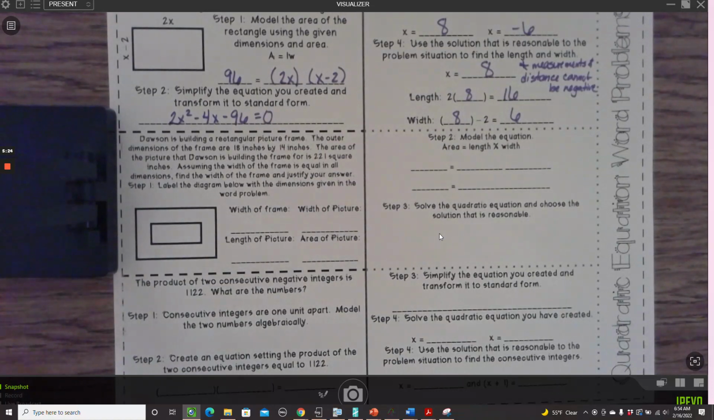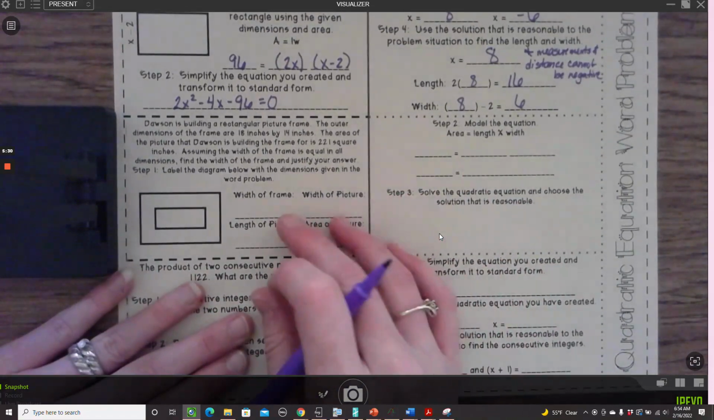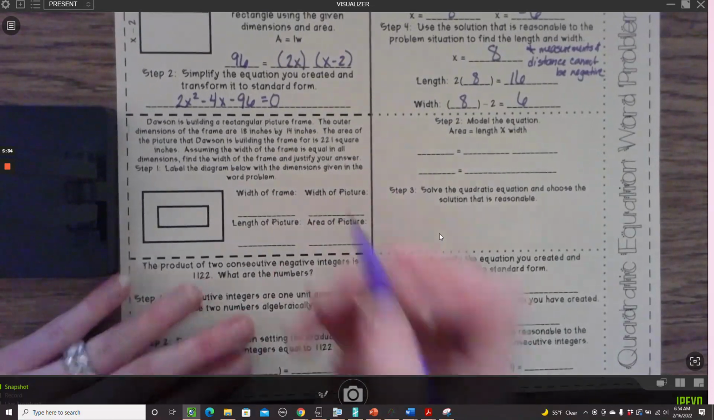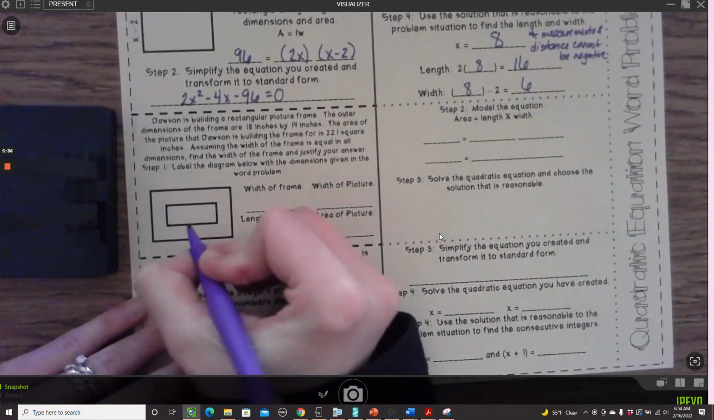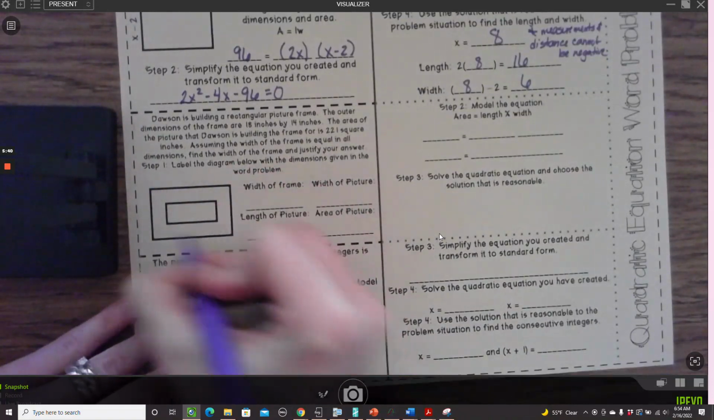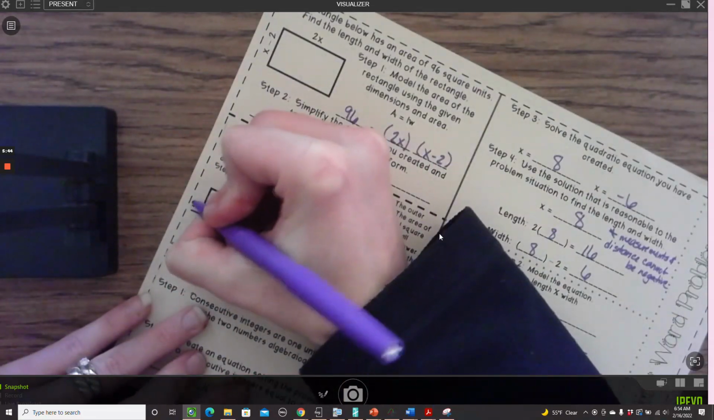Okay. All right, the next one is for dimensions, and these are honestly probably some of the trickiest ones. These still mess with me. I really have to think about what I'm doing when I work these problems. So Dawson is building a rectangular picture frame. The outer dimensions of the frame are 18 inches by 14 inches. So I've got a picture down here that we can use and draw on.